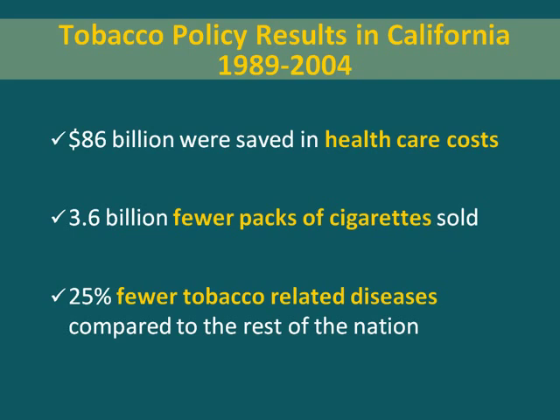You can see here, $86 billion in saved healthcare costs for the state, almost 4 billion fewer packs of cigarettes sold, and tobacco-related diseases went down by 25% compared to the rest of the country. The results are outstanding, but I want to focus really on the first one, which is the cost savings. This really shows that you get a return on your investment for policy work.